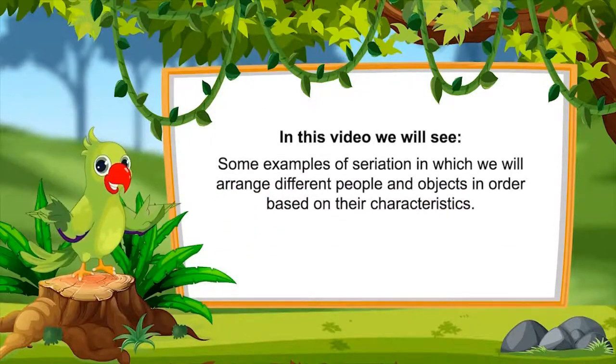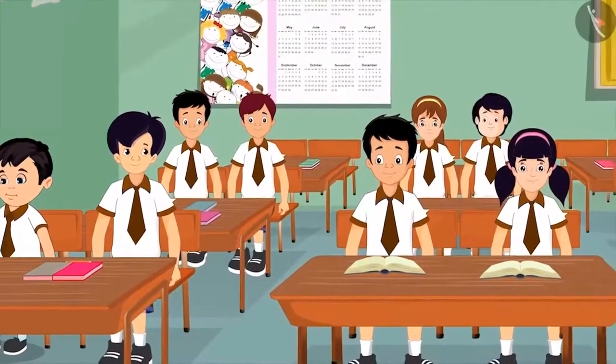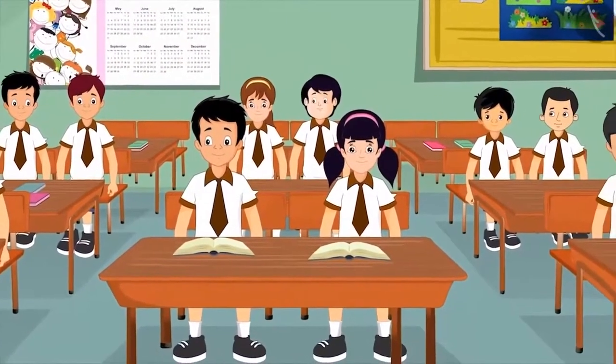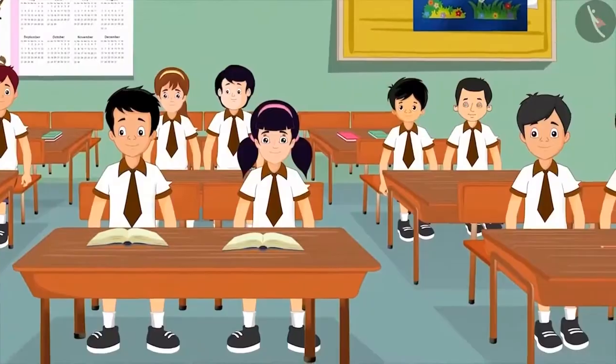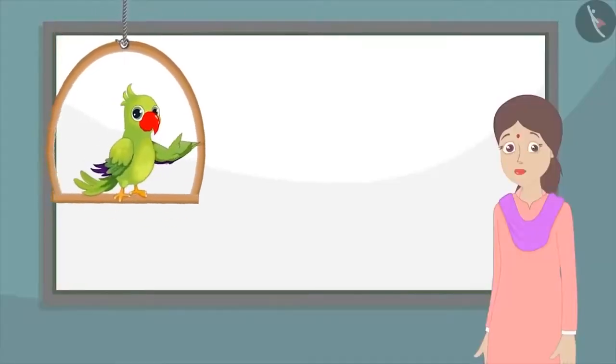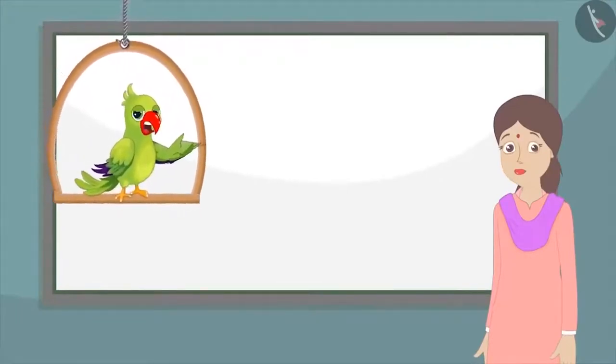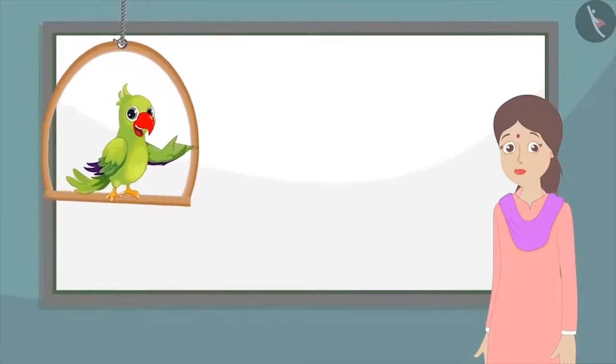In this video, we will see some examples of seriation in which we will arrange different people and objects in order based on their characteristics. Today, Chotu's class is going for a picnic. And Chotu's teacher asks all the children to stand in groups of four. Then she asks the four children to stand in a line in the small to large order based on their height.